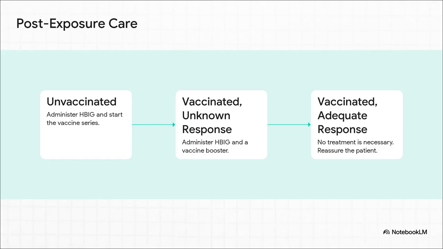And what about after something like a needle stick? Well, the protocol is simple and it's really effective. It all comes down to the immune status of the person who got stuck. If they're not protected, you give them a 2-for-1 punch. Passive immunity with hepatitis B immunoglobulin, or HBIG, and active immunity by starting the vaccine series right away. If they are protected, you can confidently tell them they're going to be okay.